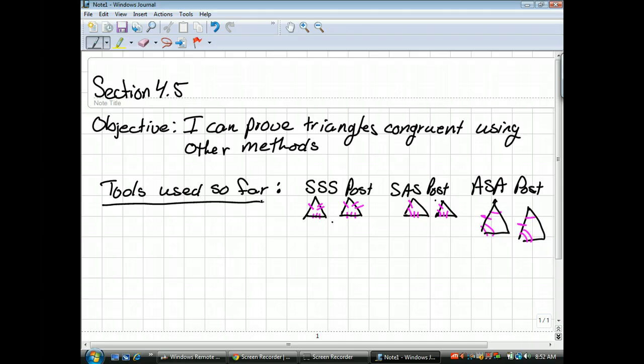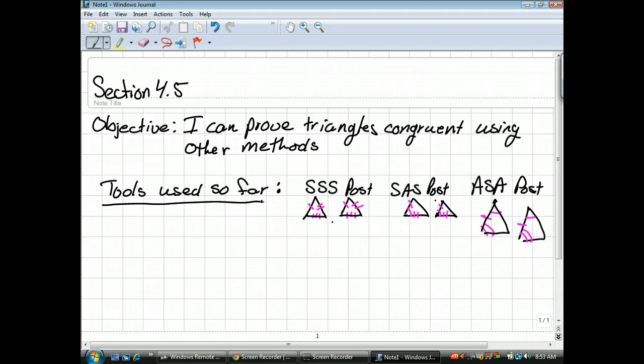And in the side angle side, we need to have two sides and the included angle of one triangle and two sides and the included angle of another triangle. Then we can say the triangles are congruent. And we've had the angle side angle postulate, which if we have two angles and the included side of one and two angles and the included side of the other, then the triangles are congruent. And those postulates work for any kind of triangle.